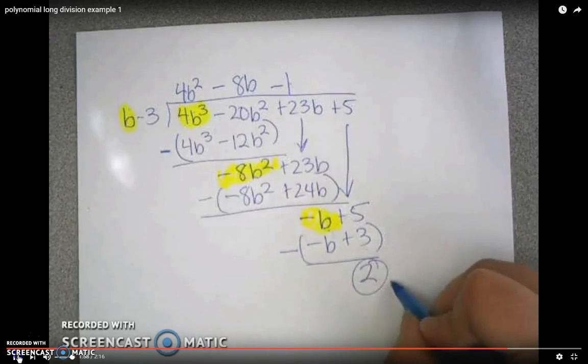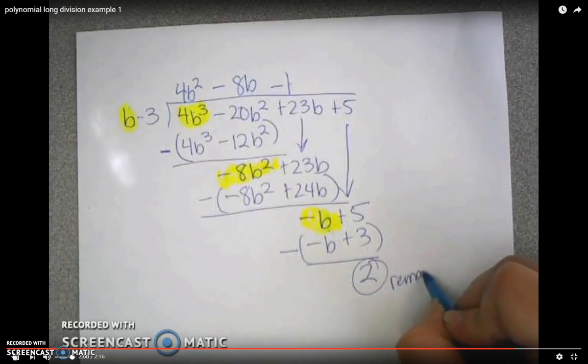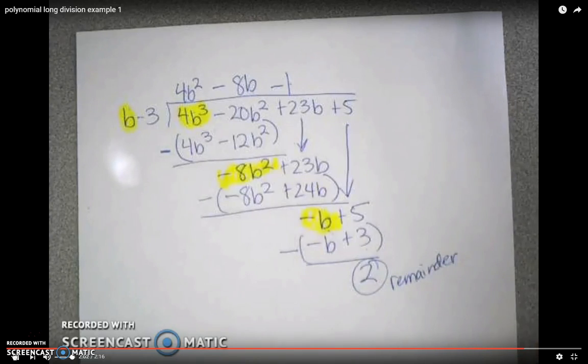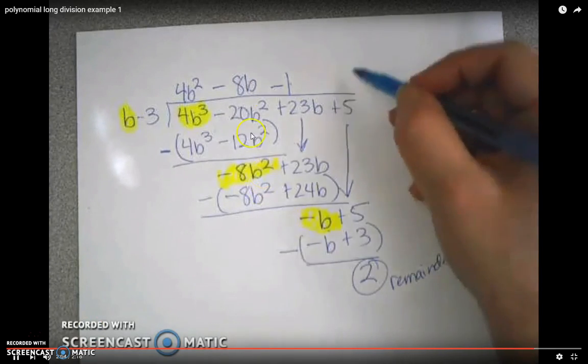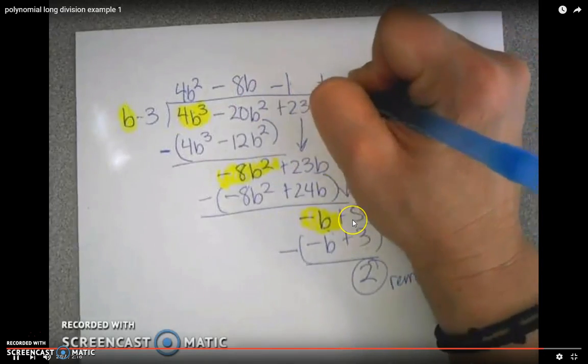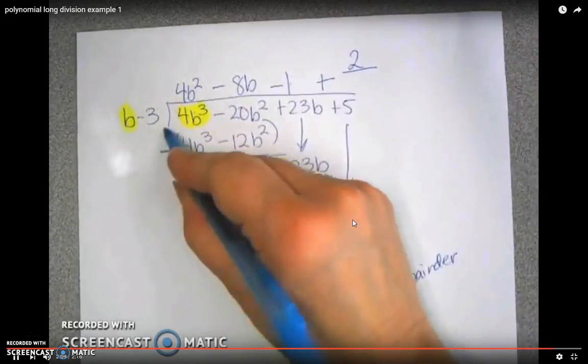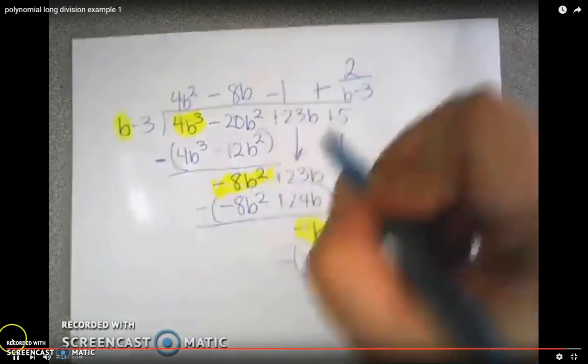Now that is my remainder. What do I do with the remainder? Well, just like with mixed numbers in long division, you are going to write this almost like a mixed number, where you take the remainder and put it in the numerator of a fraction, and the denominator of that fraction is going to be the divisor, or what it is that you're dividing by. So watch. 2 is my remainder. The way I'm going to express that is I'm going to say, well, it's this expression plus 2 over the quantity b minus 3, and that is now my answer.